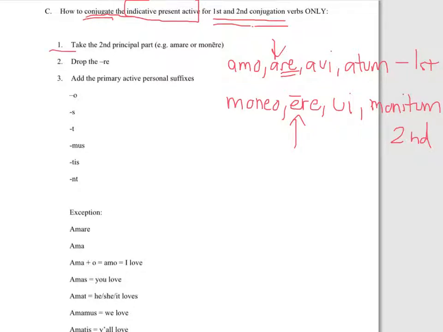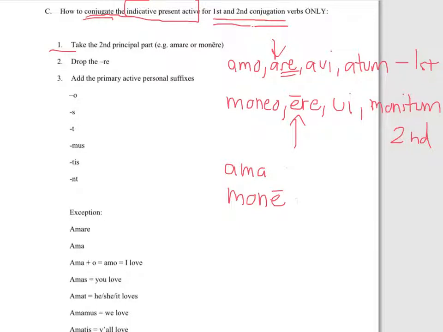So your first step is to take the second principal part, the second thing in the dictionary. In the case of amare, it would be amare. I'll rewrite it for you. In the case of monere, it would be monere, the second thing in the dictionary written out in full. In both cases, you're going to drop the RE from the ending. And there you have the stem, or the theme. That's what you're going to work with to add the endings onto.